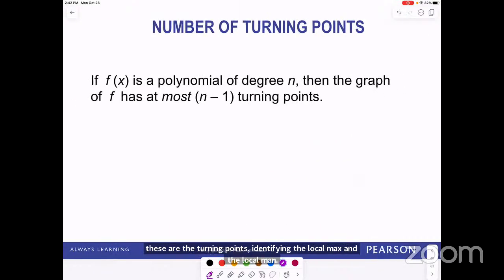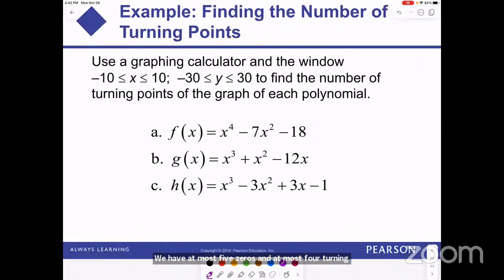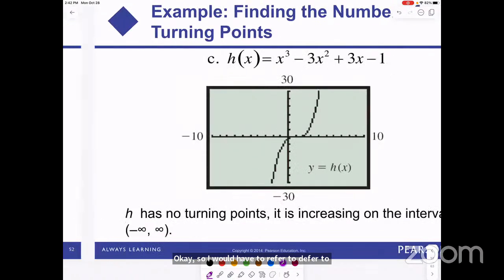If f is a polynomial of degree n, then the graph has at most n minus 1 turning points. So whatever our n is, say our n was 5, then we would have at most 4 turning points. We have at most 5 zeros and at most 4 turning points for that case. Okay, so I'm going to have to defer to my recording for this one. This one as well.